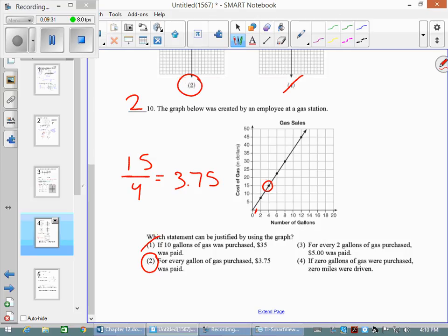was paid. Well, if we look at 2, it goes a little bit above 5, so we know that cannot be it. And if we look at option 4, if 0 gallons of gas were purchased, 0 miles were driven. So this is showing us the cost. So we don't know how many miles were driven because our graph is not representing that. We're just representing the cost and the number of gallons. So number 4 would not be it either.